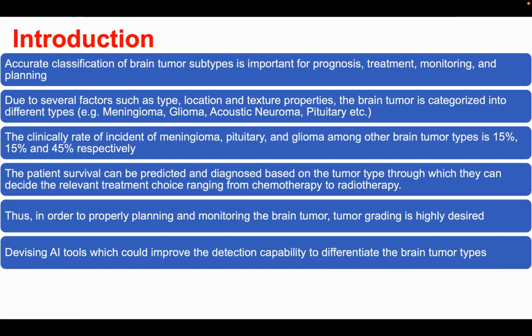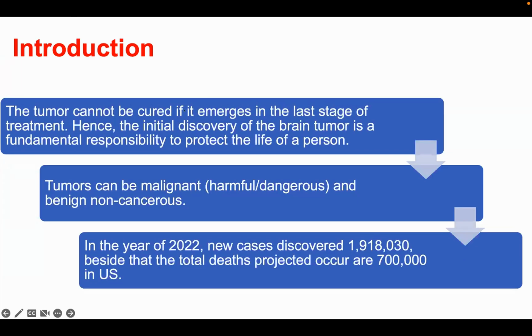In order to properly do planning and monitoring, brain tumor detection and tumor grading are highly important. Researchers are developing different tools for proper detection capabilities for brain tumor subtypes. In the recent past, researchers used classification methods, but in this case, we utilize the Bayesian inference approach for further empirical analysis of the brain tumor. Similarly, a tumor cannot be cured if it emerges in the last stage of treatment, so initial discovery of the brain tumor is a fundamental responsibility to protect the lives of people.